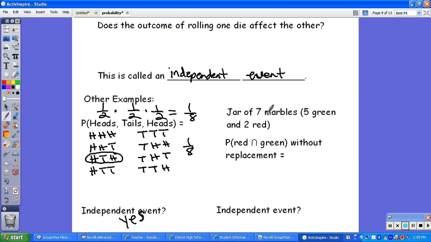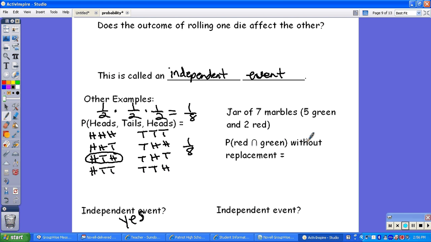Now, when we look at this one, we're looking at a jar of 7 marbles. So 5 are green and 2 are red. And what we have here is the probability of red and green. I think that's an and. Yes. I always forget that. I get that mixed up. Sorry about that. And so the probability of getting a red and a green without replacement.